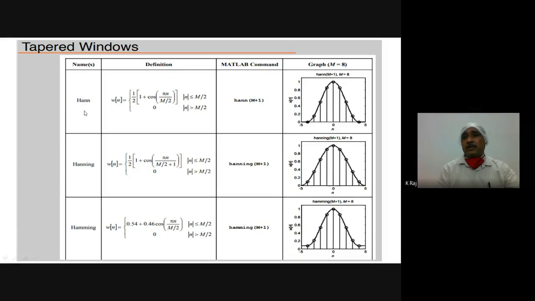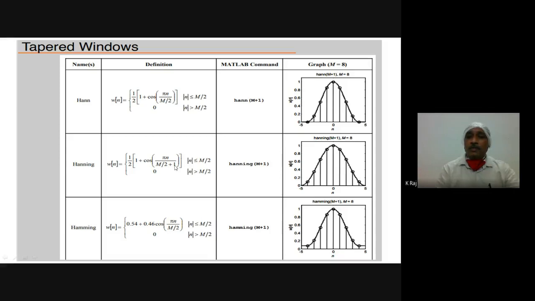For example, first we discussed the rectangular or boxcar window, and other tapered windows are the Hann window, Hanning window, and the Hamming window. These are defined by MATLAB commands. We can get these windows by the commands hann(M+1), hanning(M+1), or hamming(M+1), where M is the length of the window. And we have discussed these commands as well as the mathematical equations in the previous lectures.